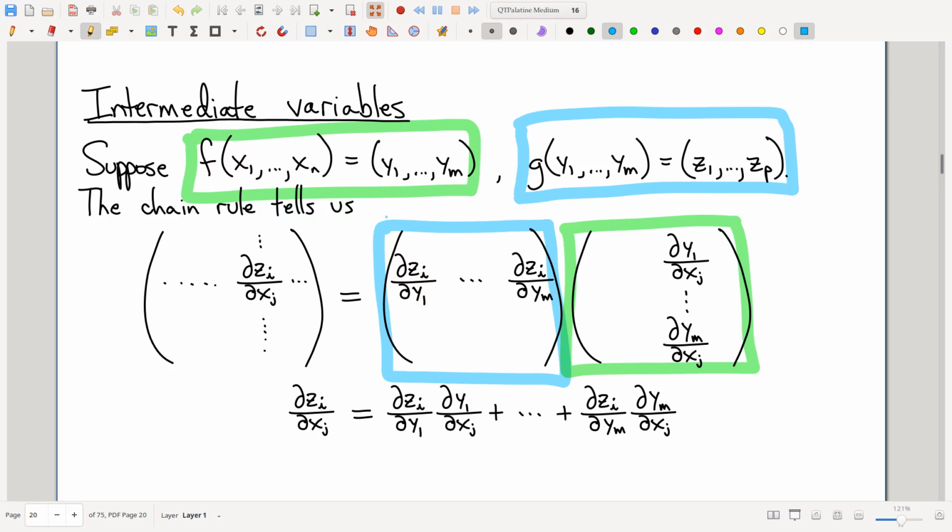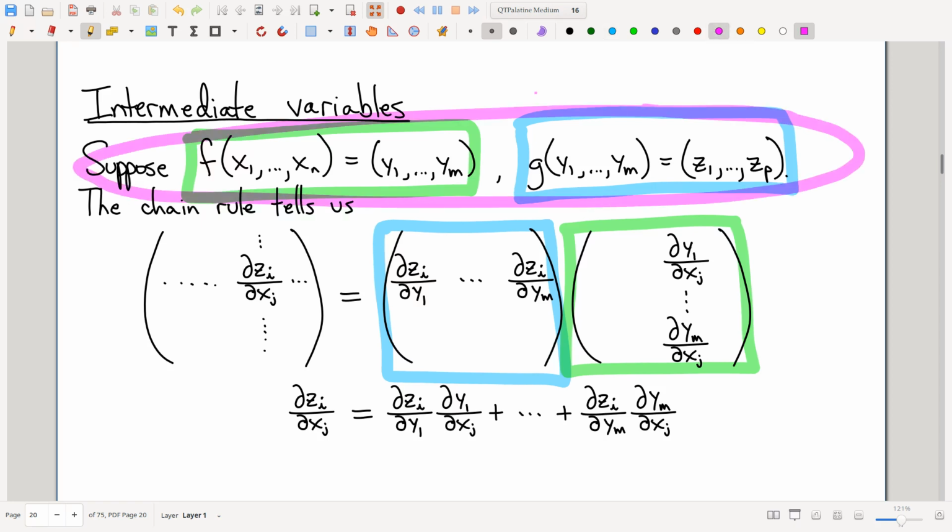And then I can talk about the composition. The composition will have derivative matrix. That's the partials of the z's with respect to the x's. So nothing new. I'm just writing it down. This is the matrix form of the chain rule, just expanded in coordinates.